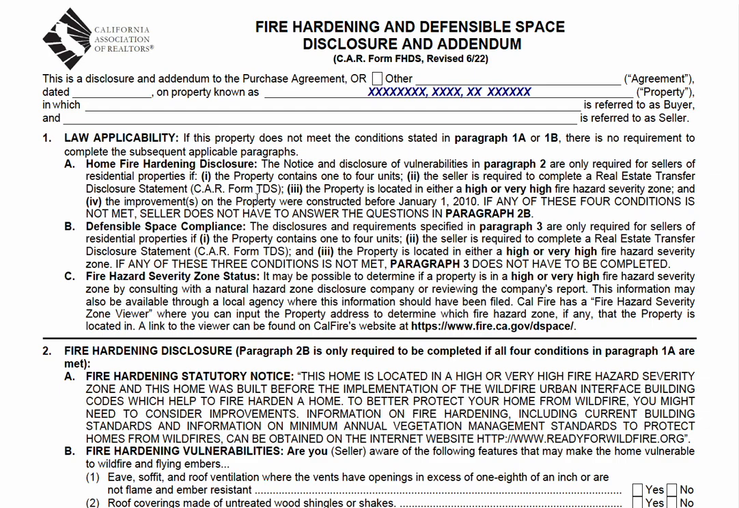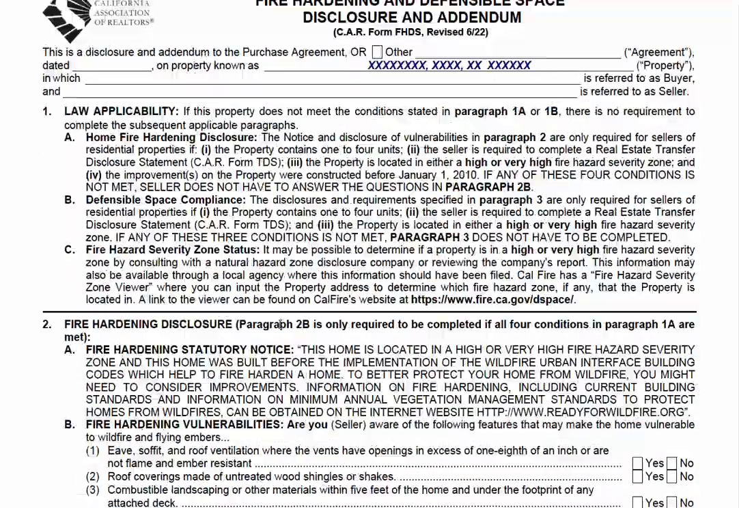Now it also says, was the property built before January 1st, 2010? I say it doesn't matter. In fact, I'm going to simplify this so much for you. It gives 4 conditions when this form is required up here, but down here it gives 3. It gives the same as up here, but they don't ask if the property was built before 2010. If the property was built after 2010 and you don't have to do this hardening disclosure, you still have to do this defensible space compliance, which is down here. It's all combined in one.